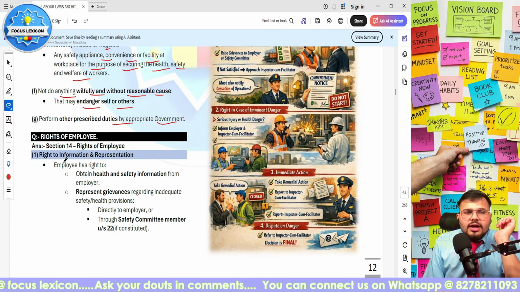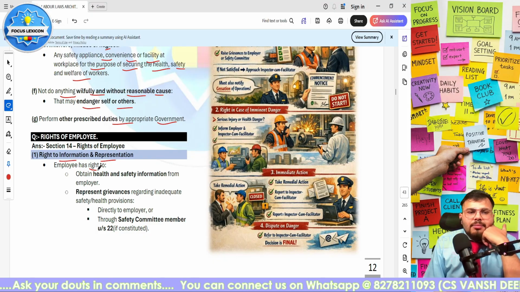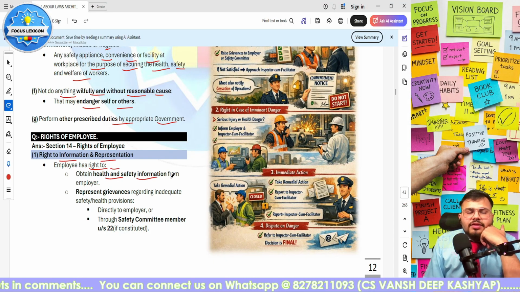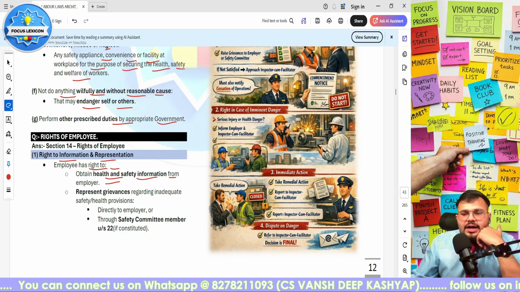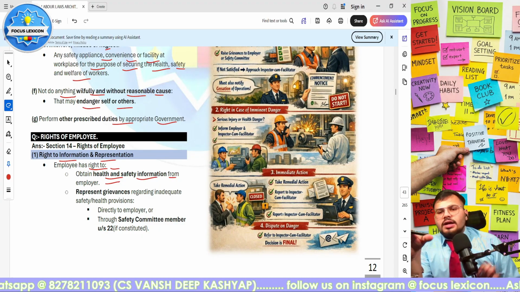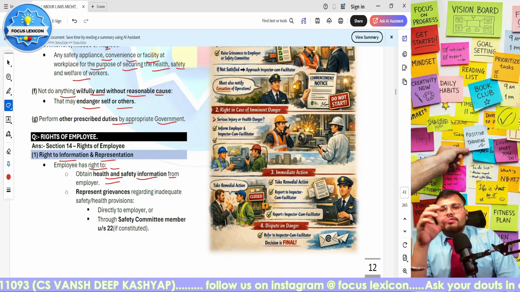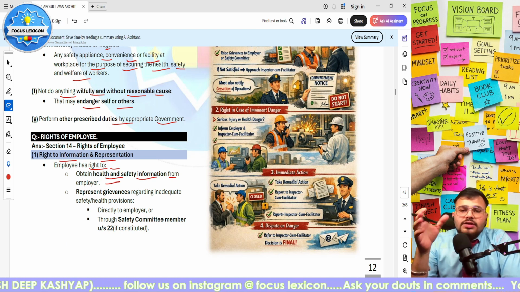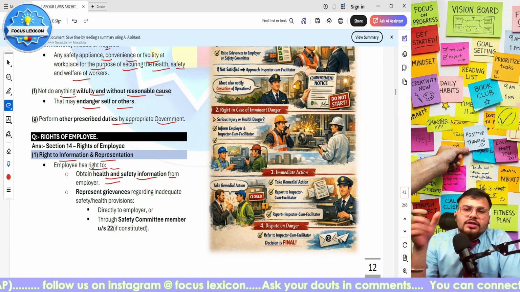Rights of employees: right to information and representation. An employee has the right to obtain health and safety information from the employer. Like, he has the right to know: "Sir, I am working in this factory, there are so many fumes in the air. Are these fumes injurious to my health? Can I breathe in these fumes?"